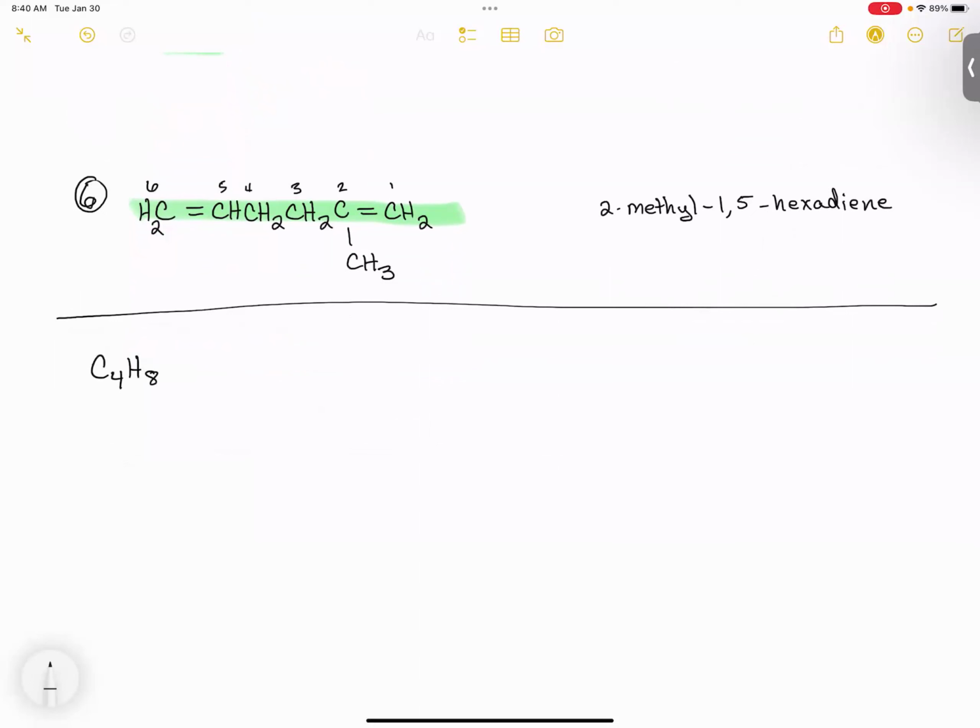What I do, folks, is I start the same way I did yesterday. C, and I draw 4 in a row. But this has a double bond in it, so I'm going to put the double bond in one location. And that's going to give me the first isomer of this butene.